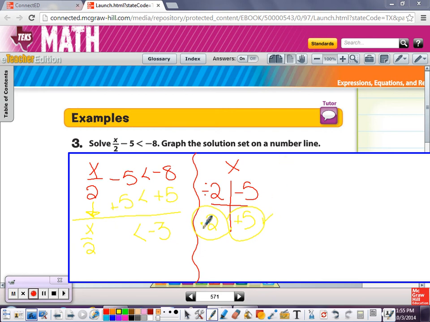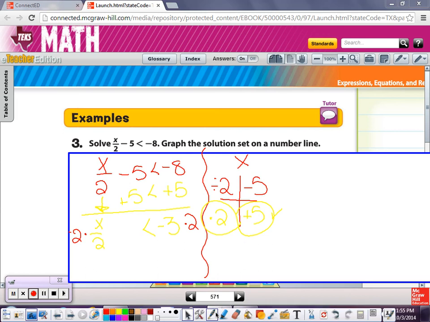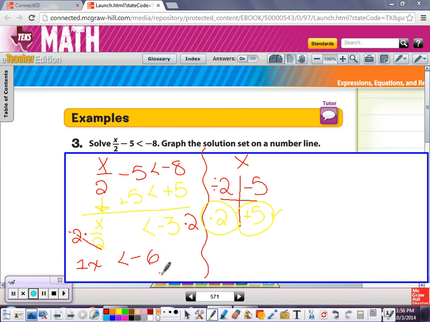My last step now is to go ahead and multiply both sides by a positive 2. So times 2 here and times 2 here. Whenever you have a variable being multiplied and divided by the same number, they cancel out to the number 1. Let me go ahead and show that. Oops, I keep moving my little menu there. There we go. They cancel out to the number 1, so I have a 1x. And then I have is less than, a negative times a positive is a negative, 3 times 2 is 6. So basically, x is anything less than negative 6.